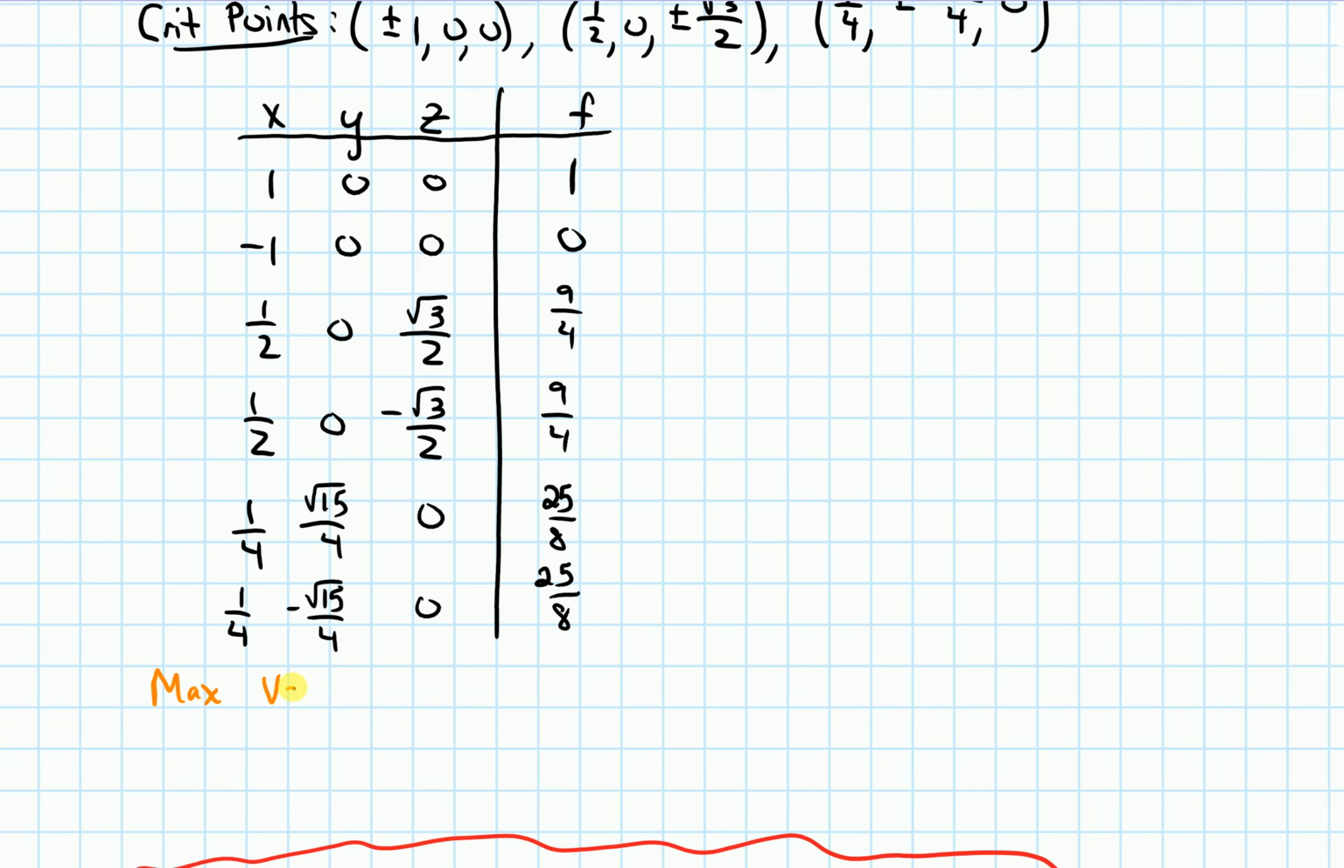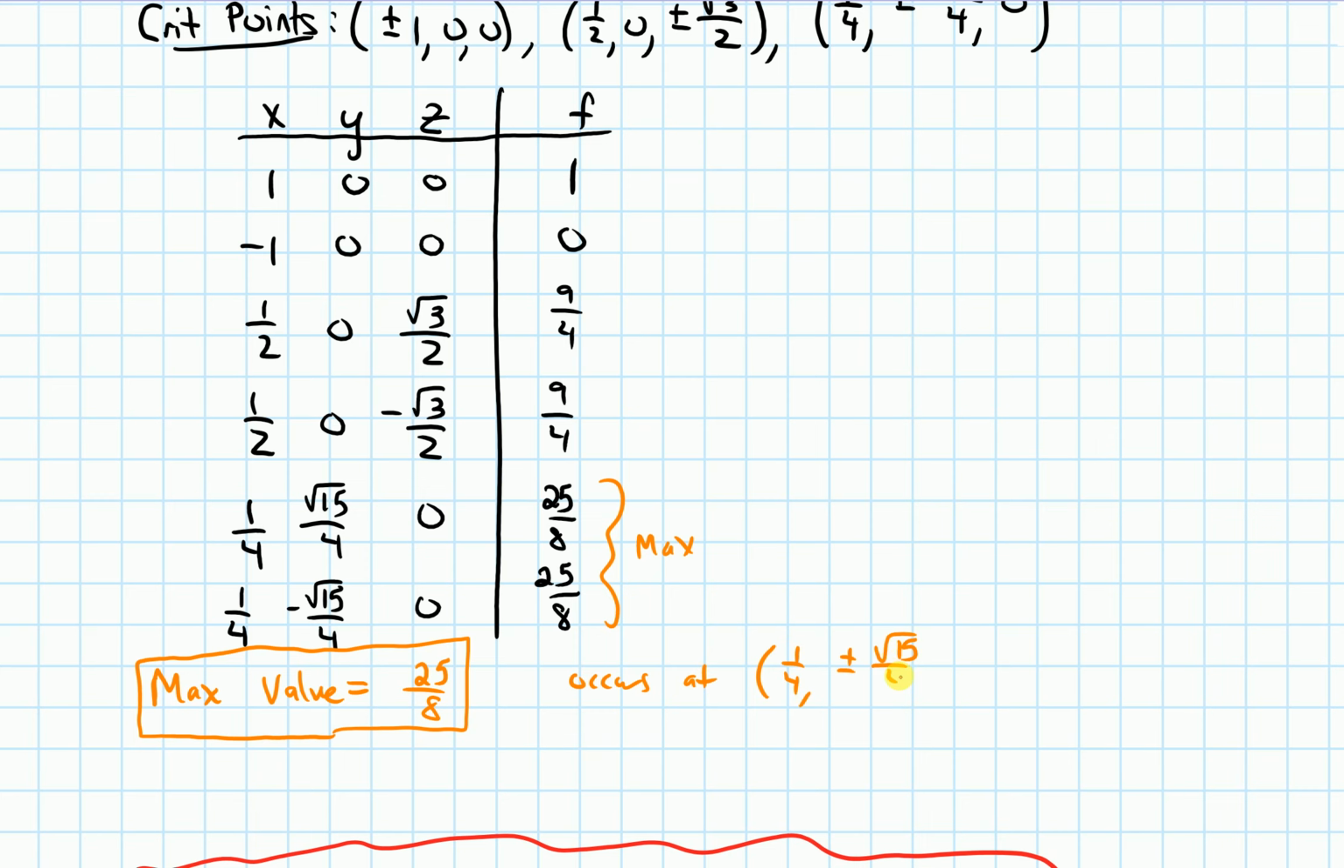So the max value is the largest output that we see here, which is the 25 over 8. That is the max. This question just asked me for the value, which means just tell me the output. If I needed to also write down the points where it happened, I would have written something like, it occurs at 1/4, comma, plus or minus root 15 over 4, comma 0, if I needed to.